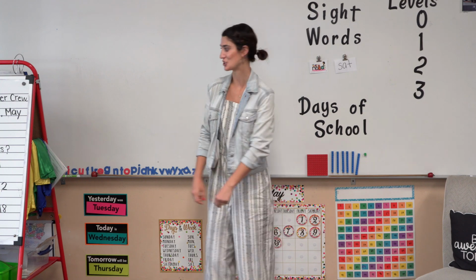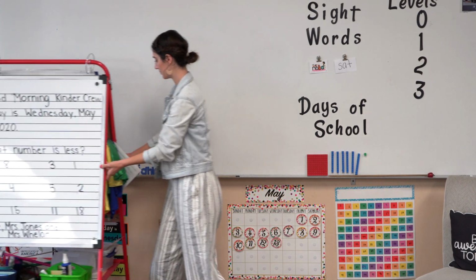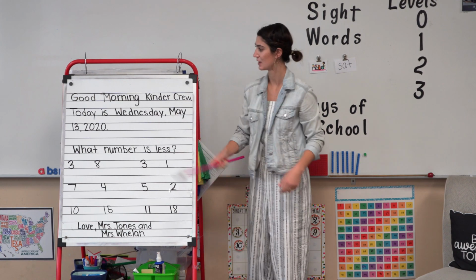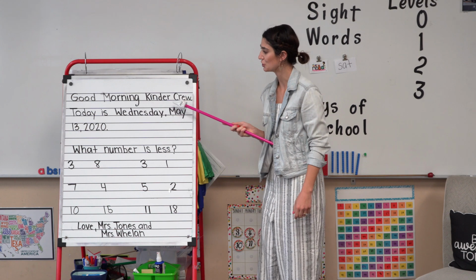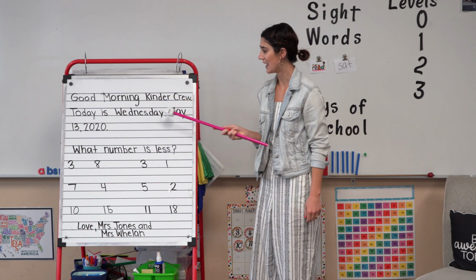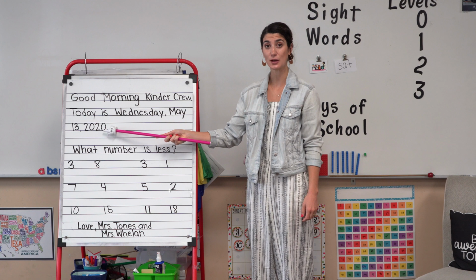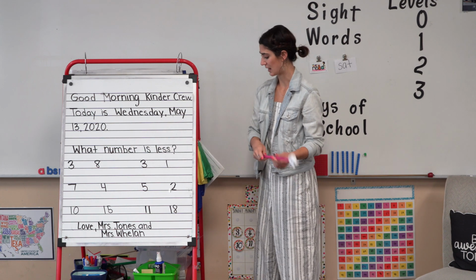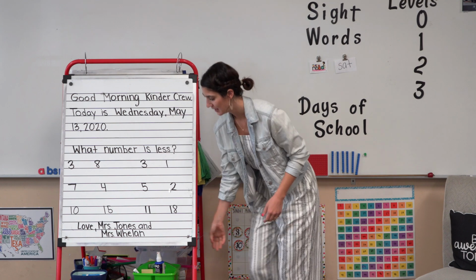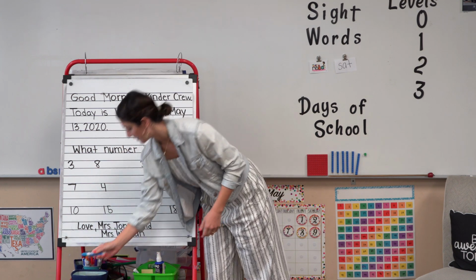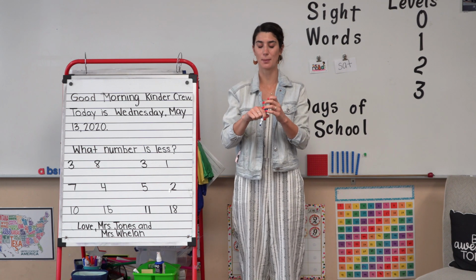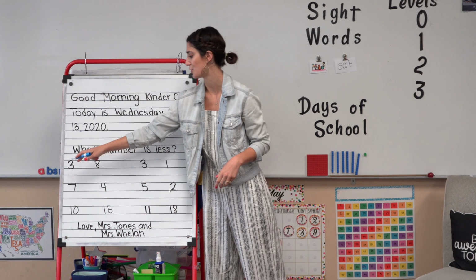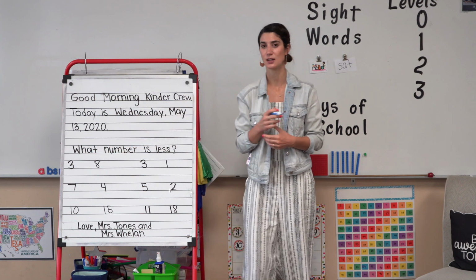Let's look at our morning message. Good morning, Kinder Crew. Today is Wednesday, May 13th, 2020. What number is less? All right, so we are going to circle the number that is less than the other number. So we're going to be comparing numbers and choosing the number that is less. Let's look at our first two numbers. We have 3 and 8.